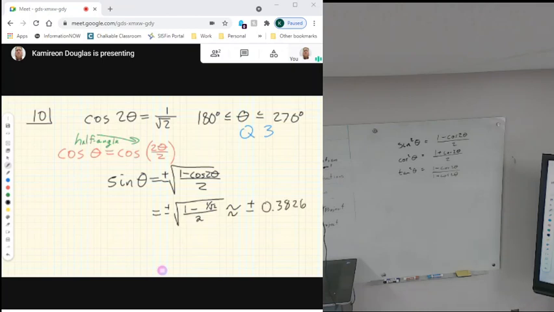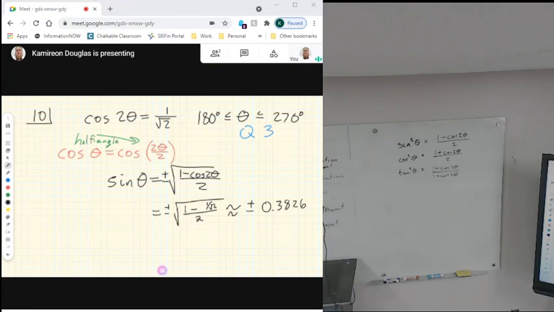0.3826. Now, what's key to note is that we are in quadrant 3 for the original problem, and we have cut the angle in half. So let's investigate what happens if I cut an angle in half when I'm down here in quadrant 3. Let's pick a couple angles in quadrant 3 and see what happens when I cut them in half. 240. If I cut that in half, where do I go? Second quadrant. I get to 120, right?